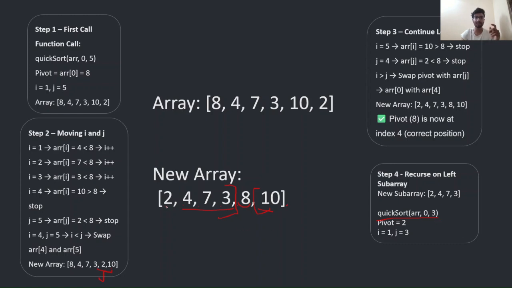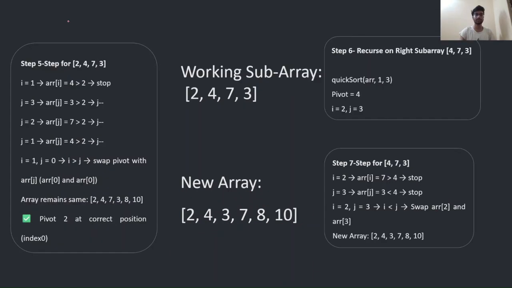And in this case, pivot will be 2. I value will be 4. I will be pointing at 4, which is at index 1, and J will be pointing at element 3, which is also at index 3, with 7 and 3.